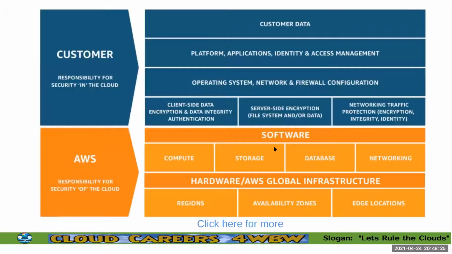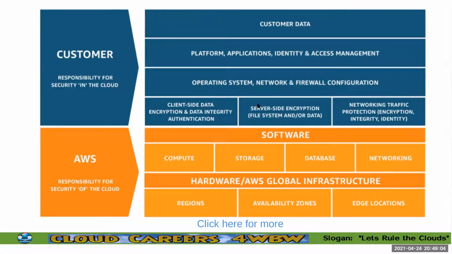Then this diagram, this graph, is very important, which goes to show where all of that ends. If you look very well at AWS, that's responsibility and security of the cloud: regions, availability zones, edge locations, hardware and AWS global infrastructure, compute, storage, database, networking, and the software. All of this is handled by AWS. On the customer side, this is now security in the cloud: client-side data encryption, data integrity and authentication.